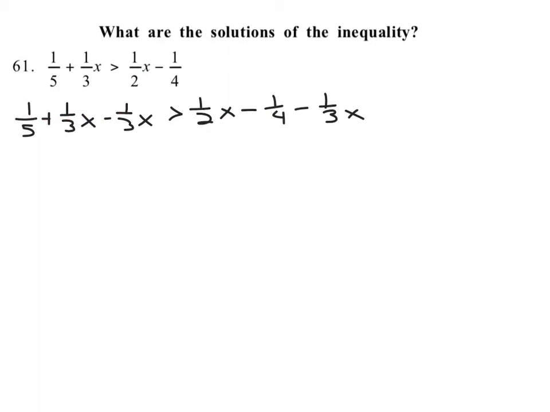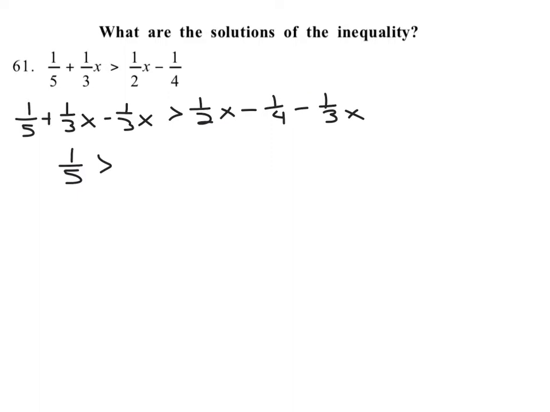Write everything that's there, and then what I'm taking away. Okay? And since I took away that exact amount from the left-hand side that was there, it was 1/3 x, and I took away 1/3 x, we're just left with 1/5, which is greater than, and now I need to combine these like terms of 1/2 x minus 1/3 x.